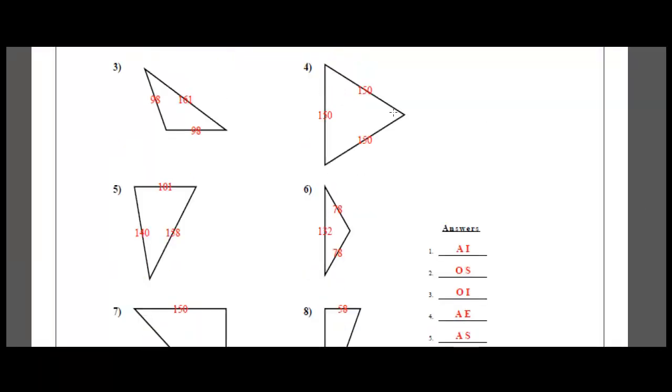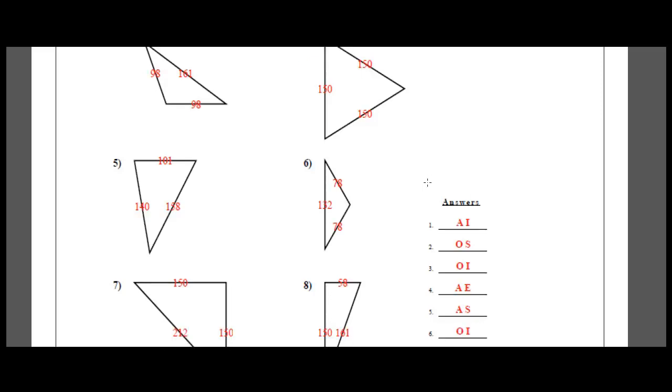Question 4 here, we have 150, 150, 150. So all the sides are equal. We call it equilateral. And all the angles are smaller than 90, so it's acute triangle. Acute and equilateral triangle. Okay.